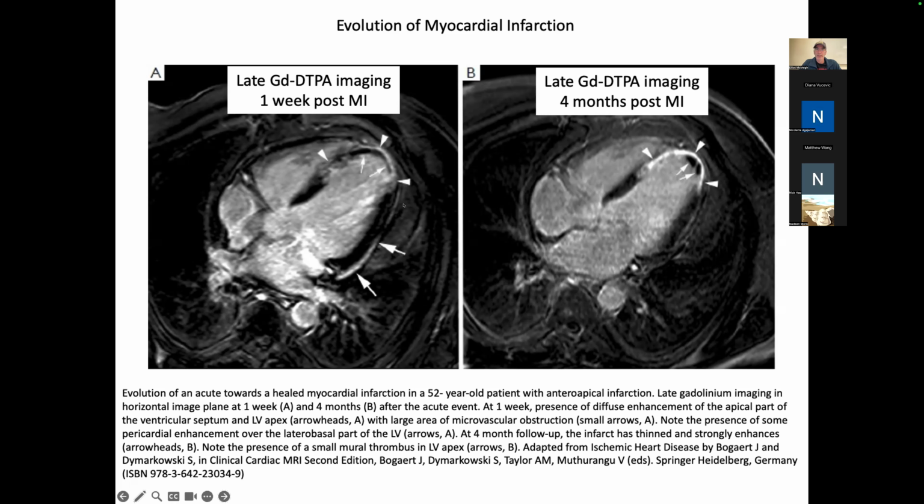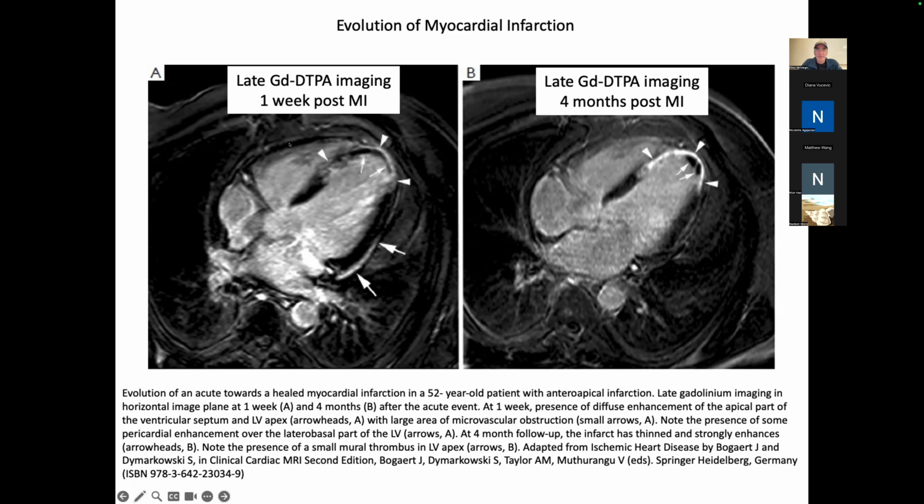These are obviously four-chamber view, long axis views of the heart. And we have the right ventricle, left ventricle, and both the atria in view here. So this is the septum, the muscle between the two ventricles.